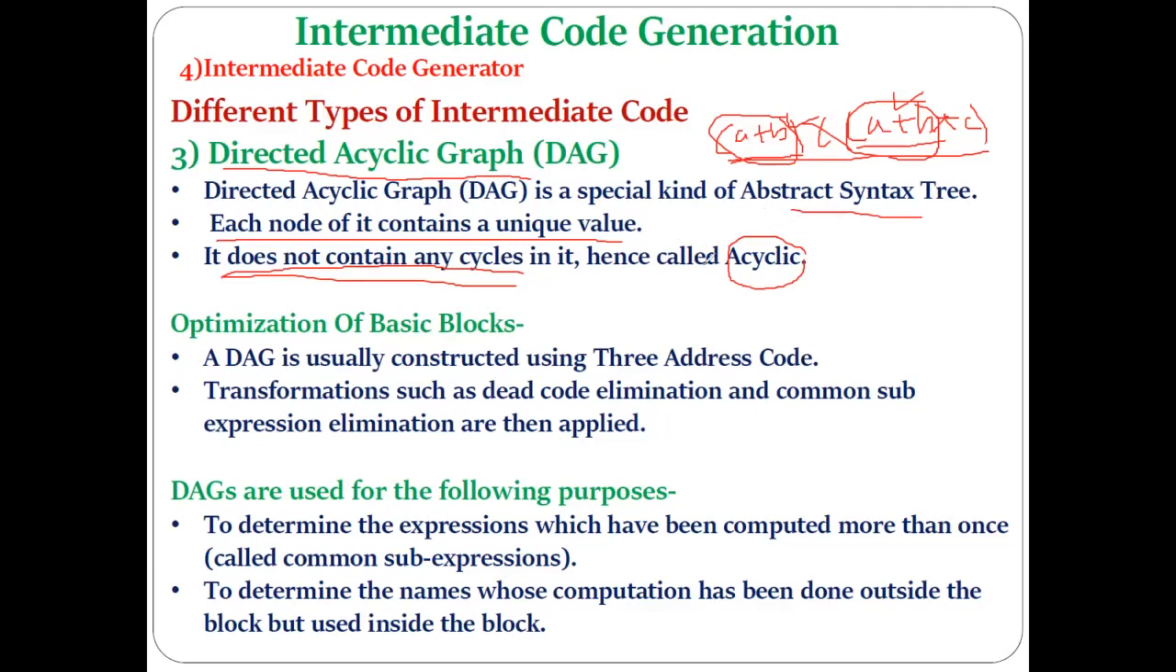Okay. So because of this nature of the DAG, as it doesn't contain any cycle and it generates nodes for unique values only, there are different utilizations or advantages of the DAG. Okay. So some of the advantages I have written here. One of the great advantages is the optimization of the basic block. Now, what is the concept of basic block? That we are going to see in the next topic unit.